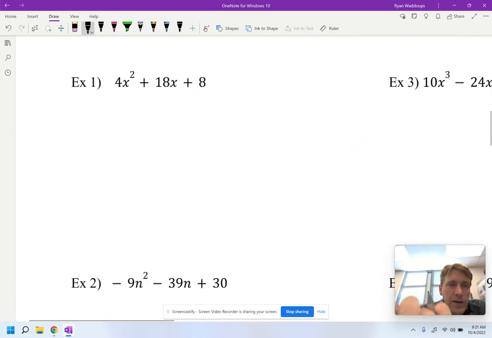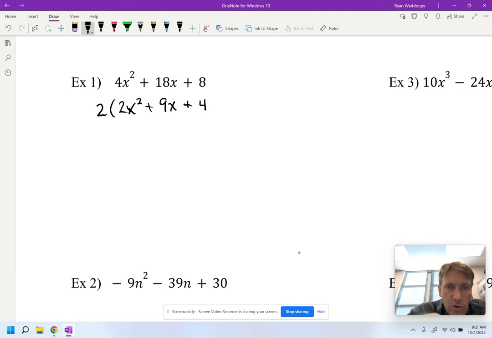So example 1, the first thing we want to see is in standard form. It is. Factor out a greatest common factor, and I look, they're all even. The smallest number is 4, and 4 will go into 8, but it won't go into 18. And so then I go to 2, and I say 2 times 2x squared plus 9x plus 4. And taking a 2 out of each one of those terms. So 2 times 2 is 4, 2 times 9 is 18, and 2 times 4 is 8.